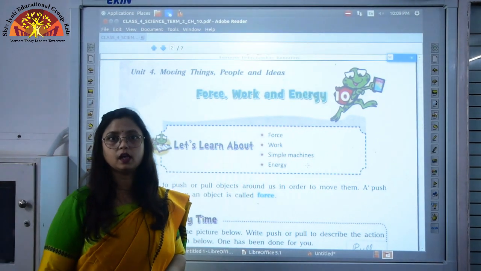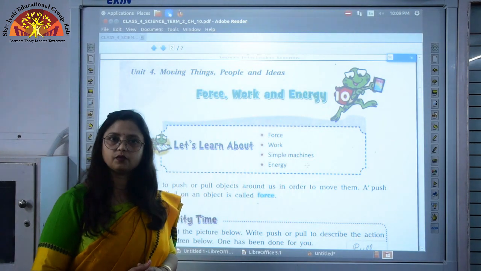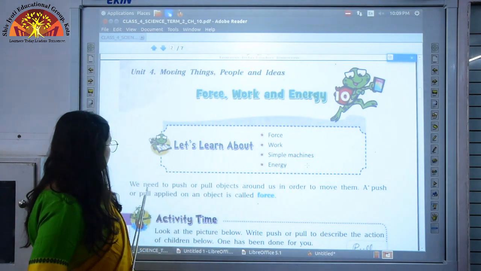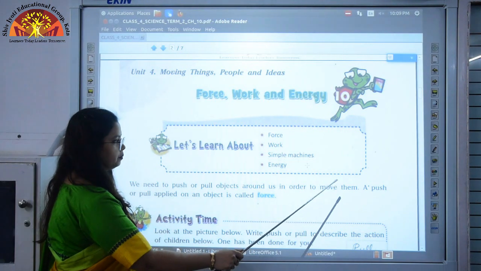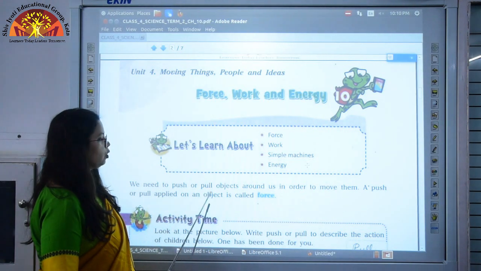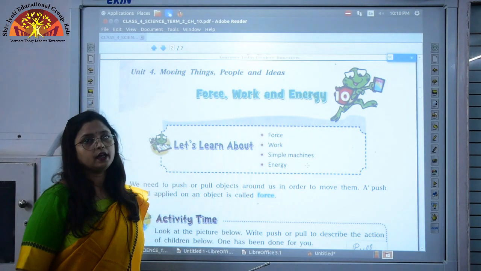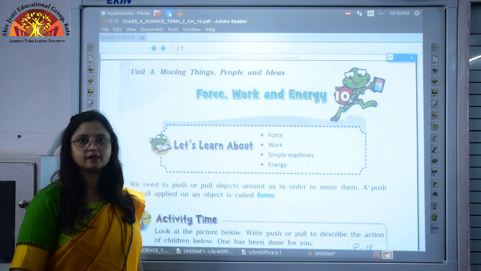Children, we do a variety of activities in our everyday life like opening or closing a door, plucking flowers, kicking a football, bouncing a ball. All these activities involve a push or pull. So here we need to push or pull objects around us in order to move them. A push or pull applied on an object is called force. So what is force over here? It is a push or pull applied on an object.